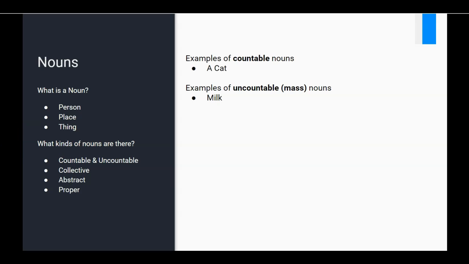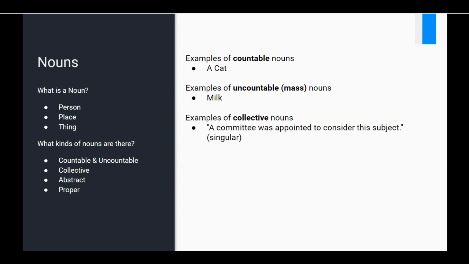So moving on, let's talk about collective nouns, and let's look at some examples of collective nouns. A committee was appointed to consider this subject. The committee were unable to agree. So look at how committee was in the singular form and committee were in the plural form.